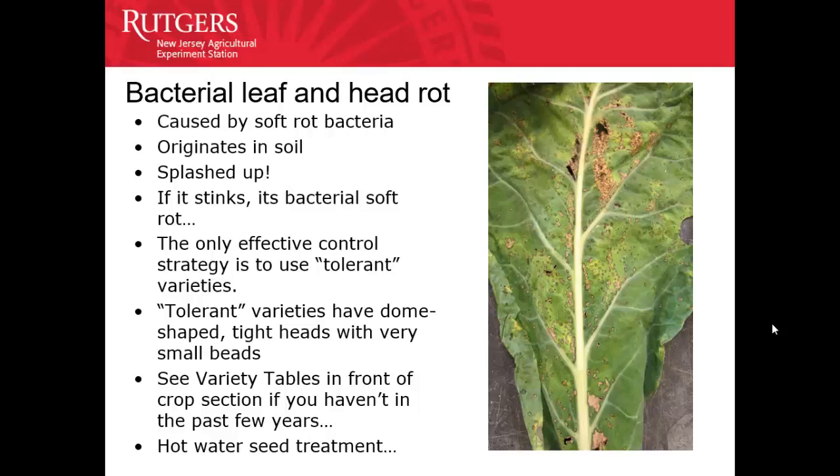Again, the only effective control of soft rot on the head is what they call using tolerant varieties. These are the different varieties that they say have the dome-type heads, so the water drains off or runs off the head. It doesn't sit up there and allow the bacteria to sit there for any period of time. Again, check out the variety list in the front of the crop sections for the ones they list with a dome shape and so forth.